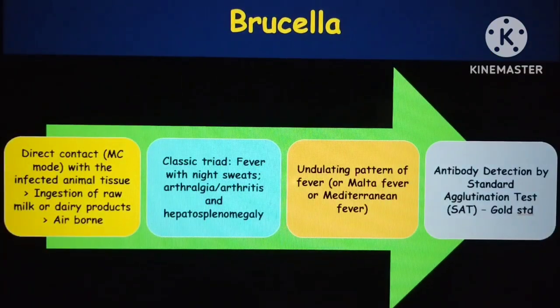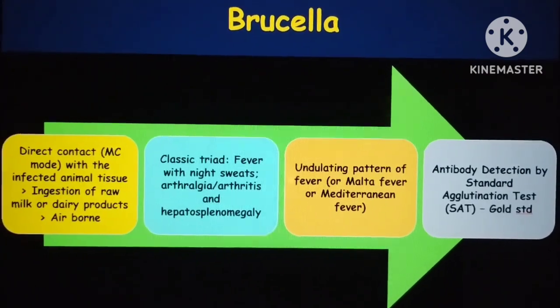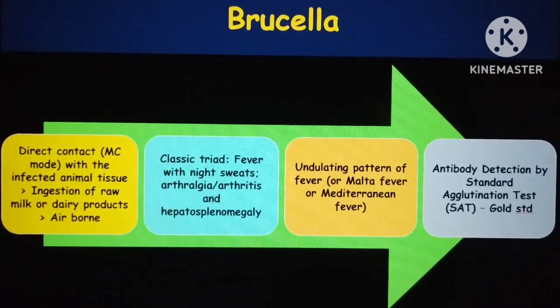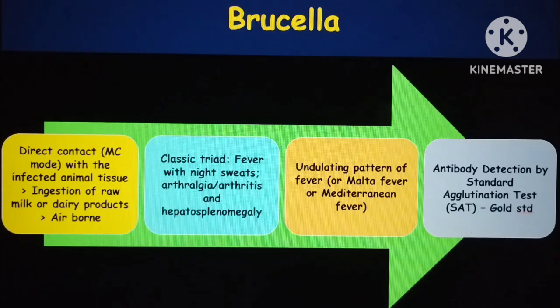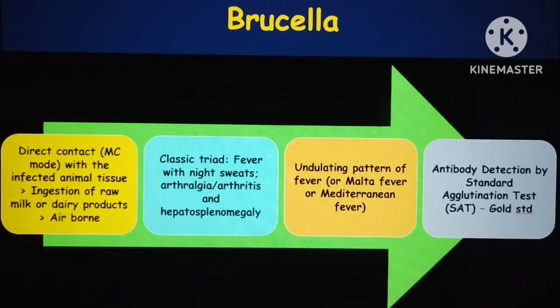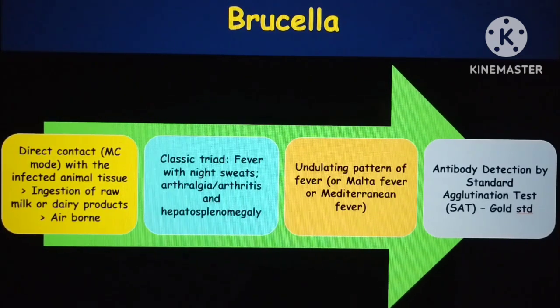Coming to the mode of transmission, it usually gets transmitted by ingestion of milk or dairy products, or any contact with infected animal tissue. The classical triad here is fever with night sweat, arthralgia, and hepatosplenomegaly. There is a specific term called Malta fever or Mediterranean fever. The important gold standard test here is the standard agglutination test.